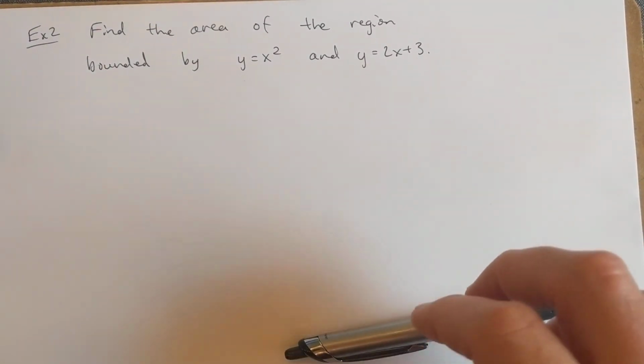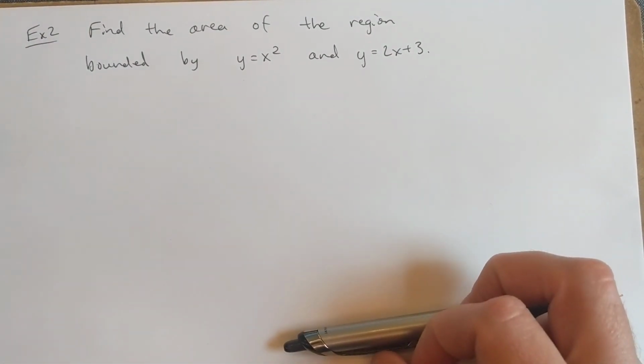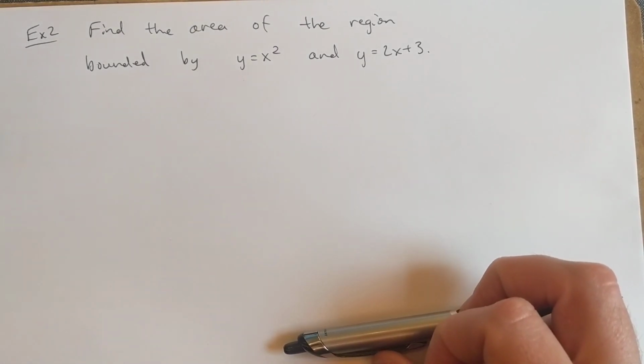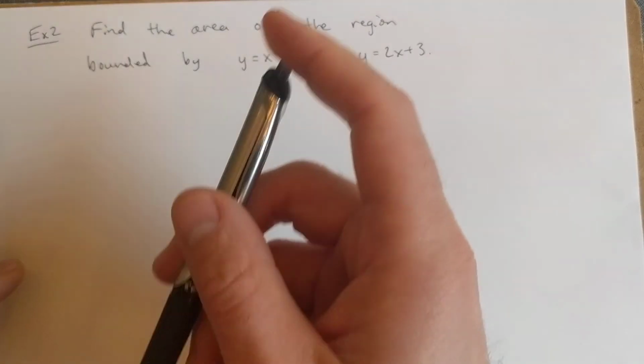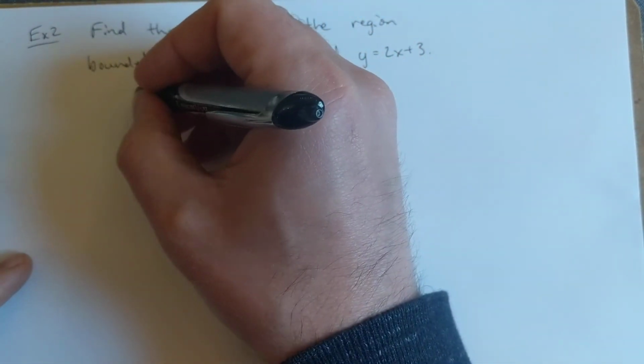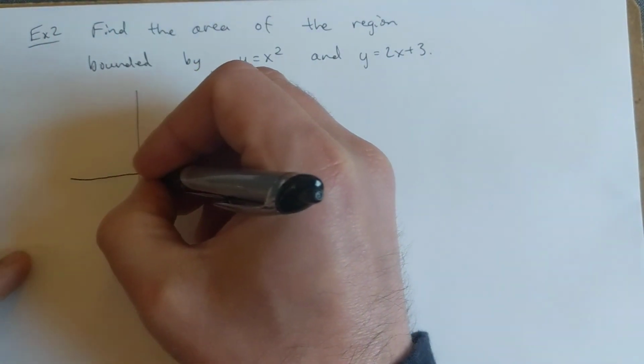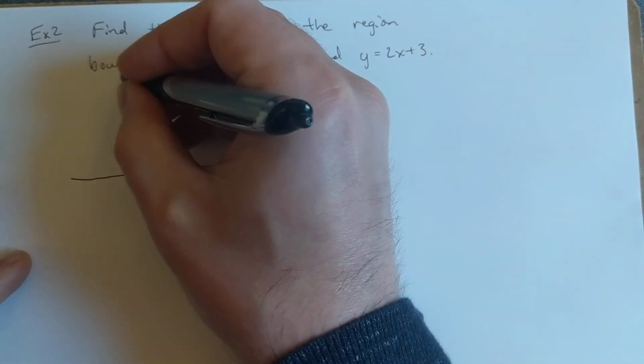In example 2, we're not given the bounds, so we have to find those. So in example 2, we're asked to find the area of the region bounded by y equals x squared and y equals 2x plus 3. So let's get a sketch of this just to have an idea of what we're working with.